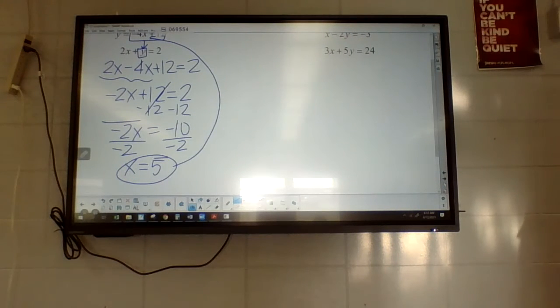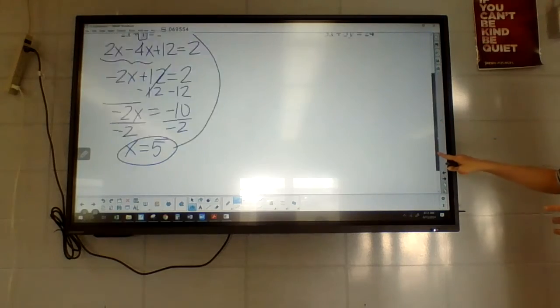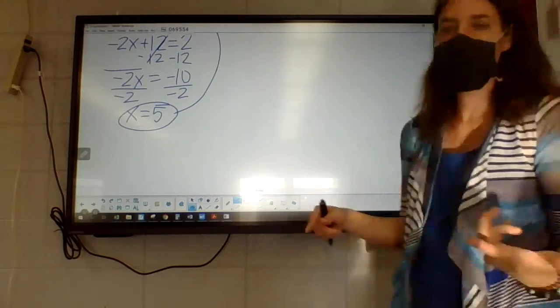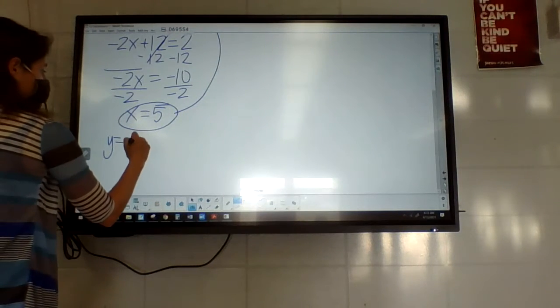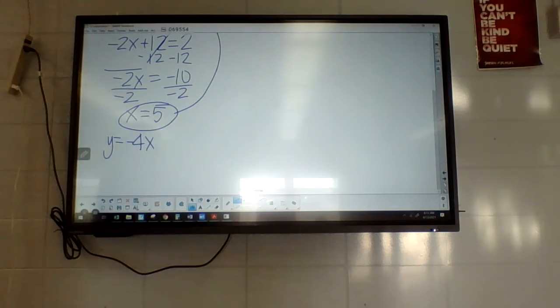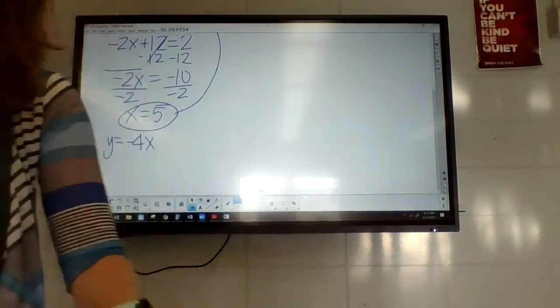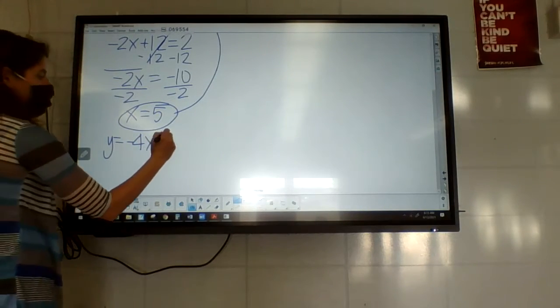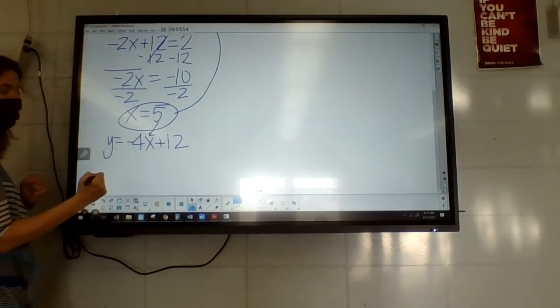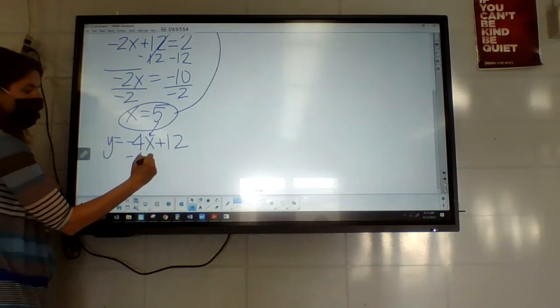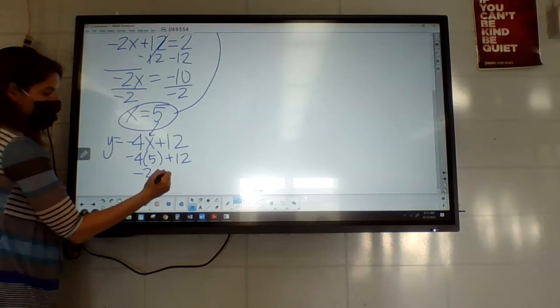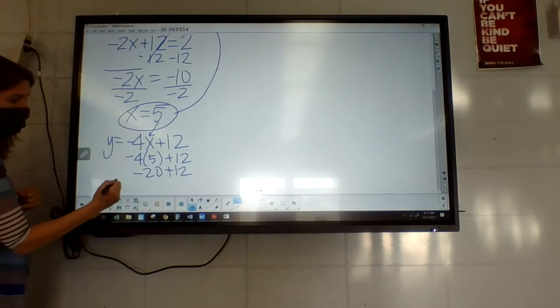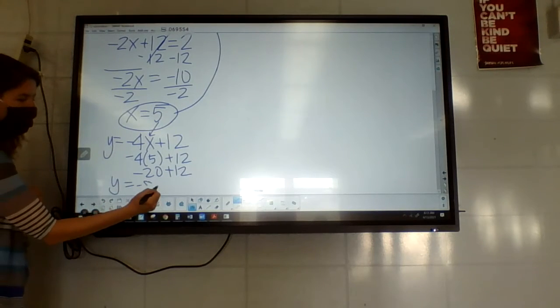And again, I like using that equation that already has the y alone, so that I don't have to do quite as much algebra to get my y value. So it's -4x plus 12. So we're going to put 5 in as our x. So y ends up being -8, I believe.